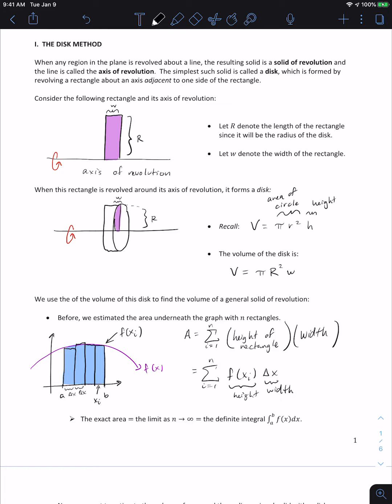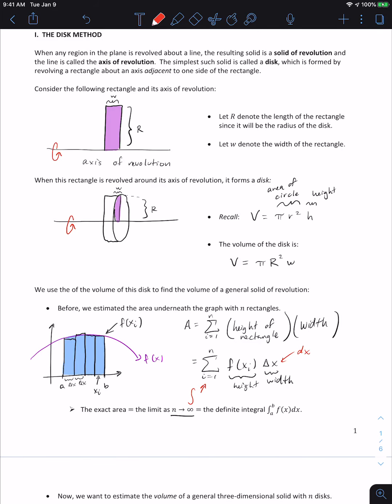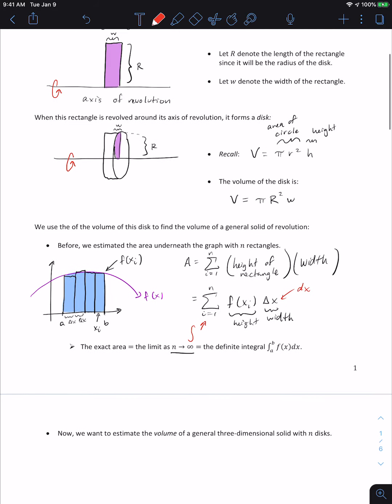And the more and more rectangles we put underneath the graph, the better our estimate got. And when we took the limit, that gave us the exact area underneath the graph, if we could put infinitely many of those rectangles. Remember, this summation symbol became the integral, and this delta x became the dx, and that's how we got the area underneath the graph. So the area underneath the graph is the limit of adding up infinitely many of these rectangles.